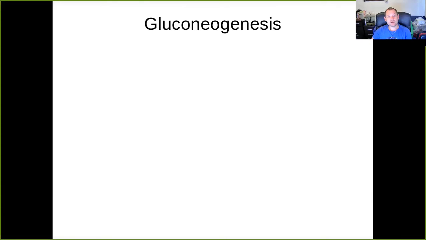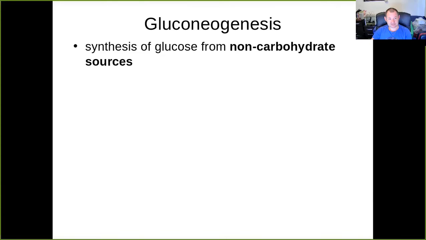Okay, gluconeogenesis. What is it? It's a synthesis of glucose from non-carbohydrate sources. So we store our glucose. When we eat, the glucose goes into our bloodstream. Some of it ends up in our cells, but the extra stuff is stored as glycogen. You stick lots of glucoses together, you get glycogen, you store it in the liver. You've got about 2,500 calories of the stuff in your liver. And you break it down, turn it back into sugar when you need it.